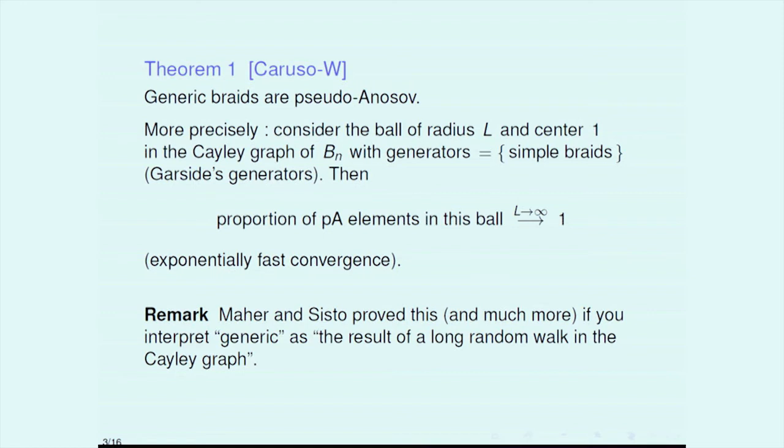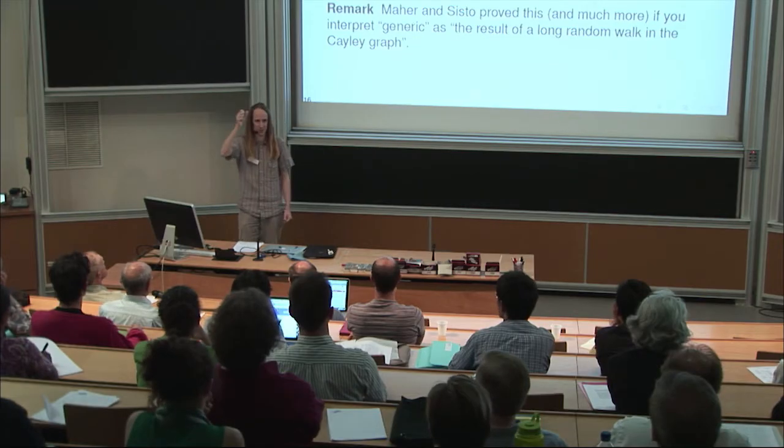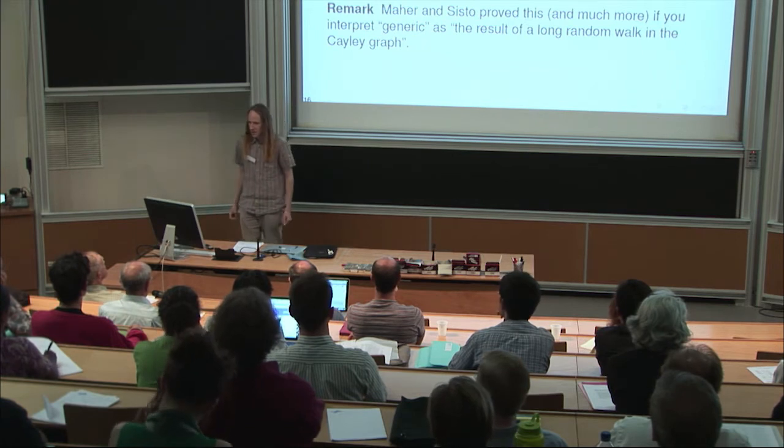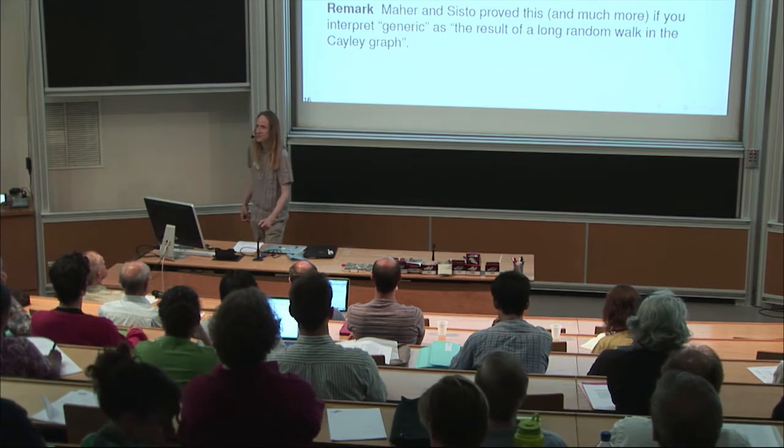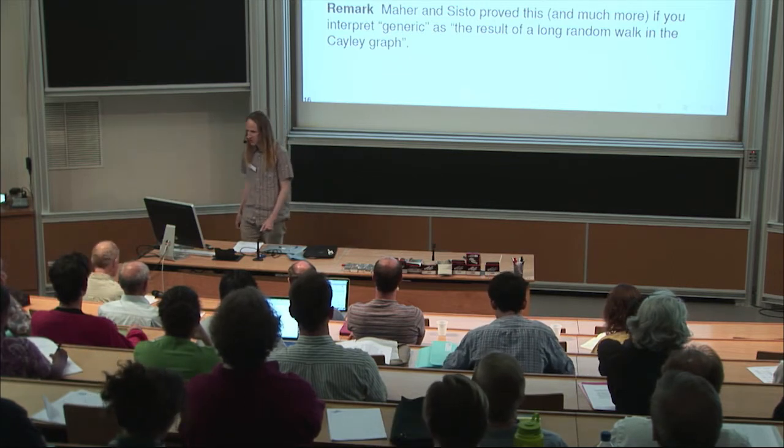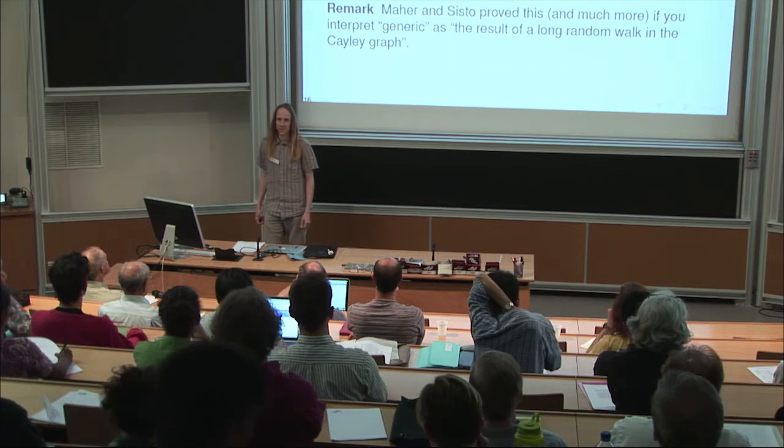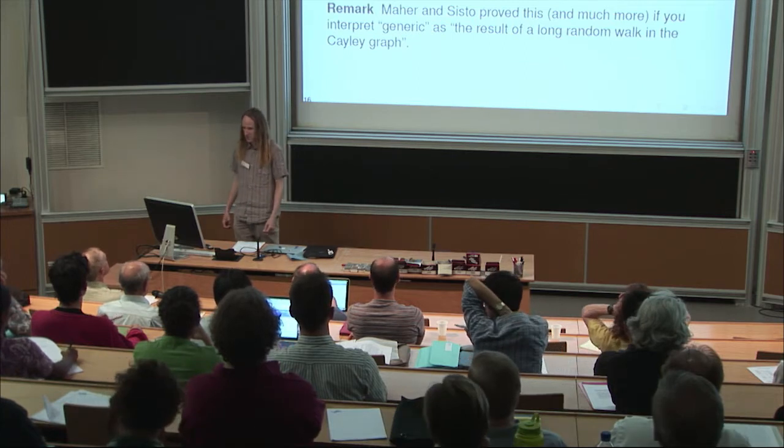and you take as the generating set the set of simple braids, also known as positive permutation braids. I will explain them in more detail later. That's also known as Garside's classical generators. That's a generating set which contains in particular all of Artin's well-known generators sigma_i, single crossings. Then the proportion of Pseudo-Anosov elements in this ball tends to 1 exponentially fast as the radius of the ball tends to infinity.